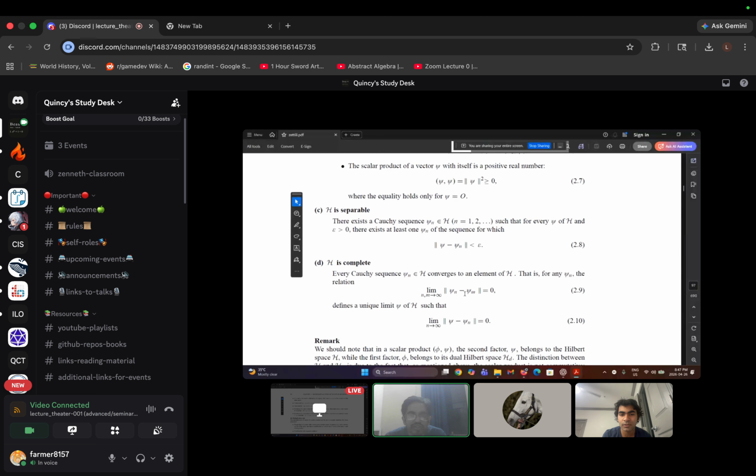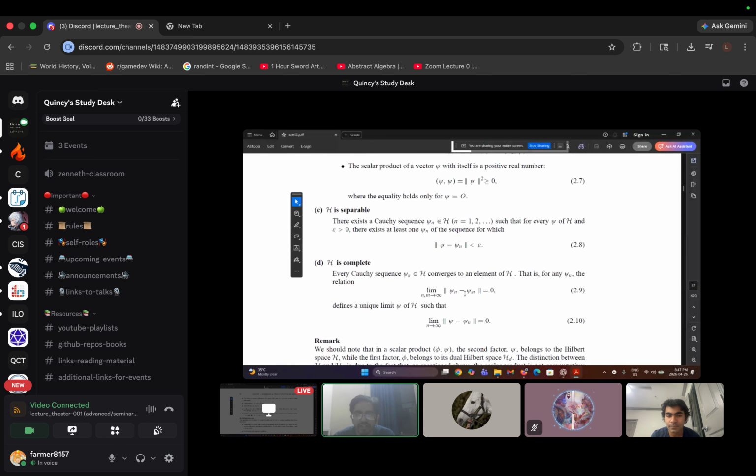There exists a Cauchy sequence psi n belonging to H, n equals 1, 2, and so on, such that for every psi of H and epsilon greater than 0, there exists at least one psi n of the sequence for which the modulus of psi minus psi n is less than epsilon.